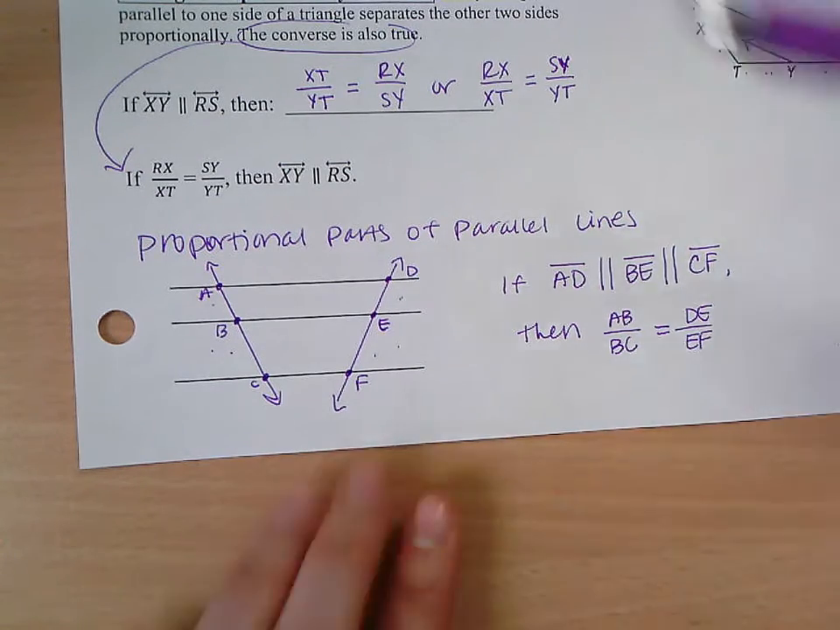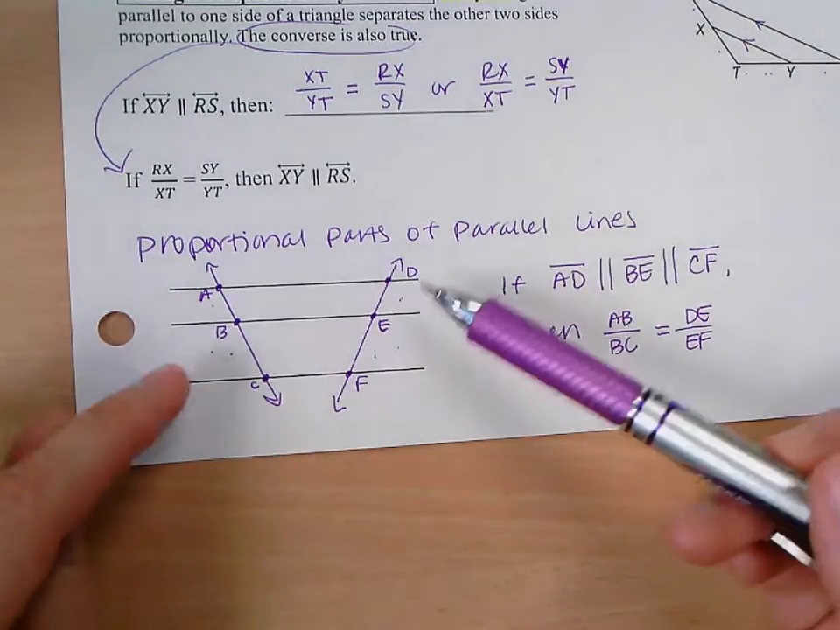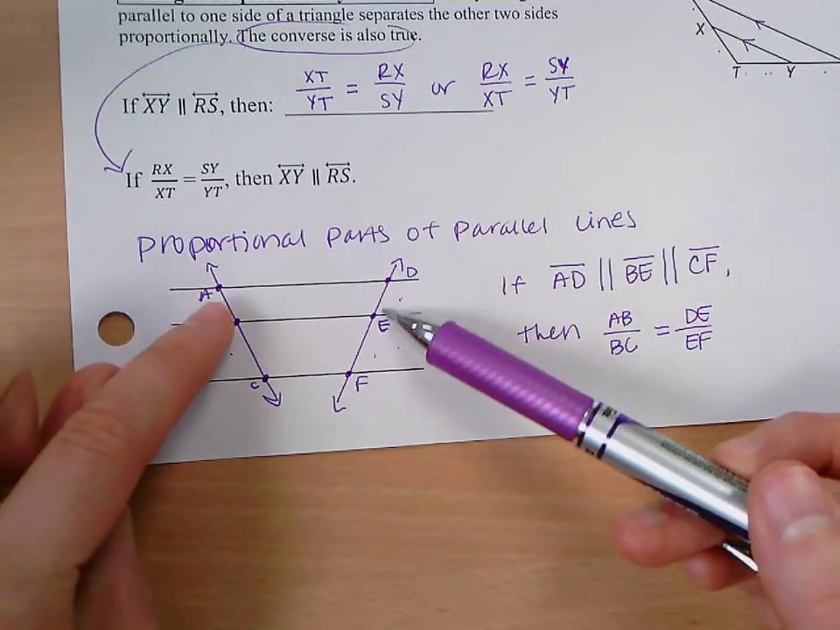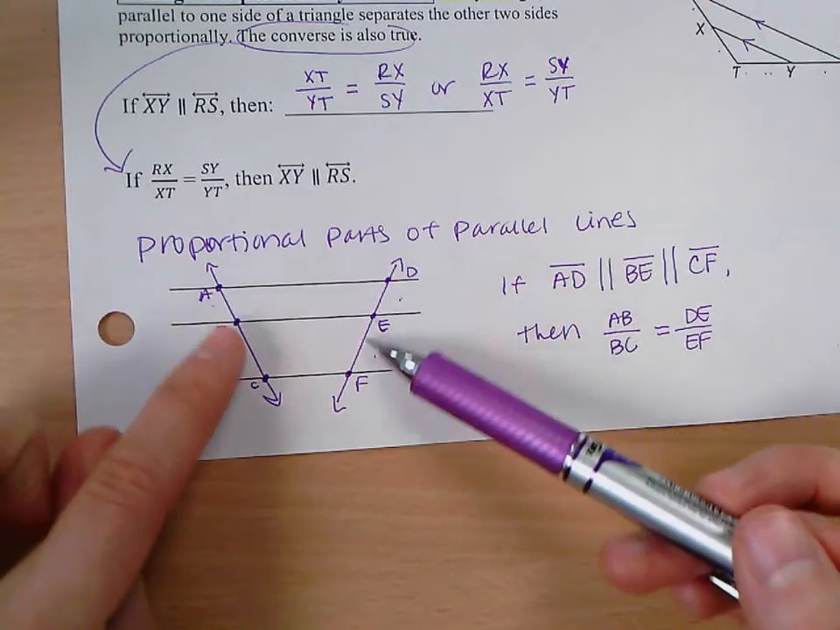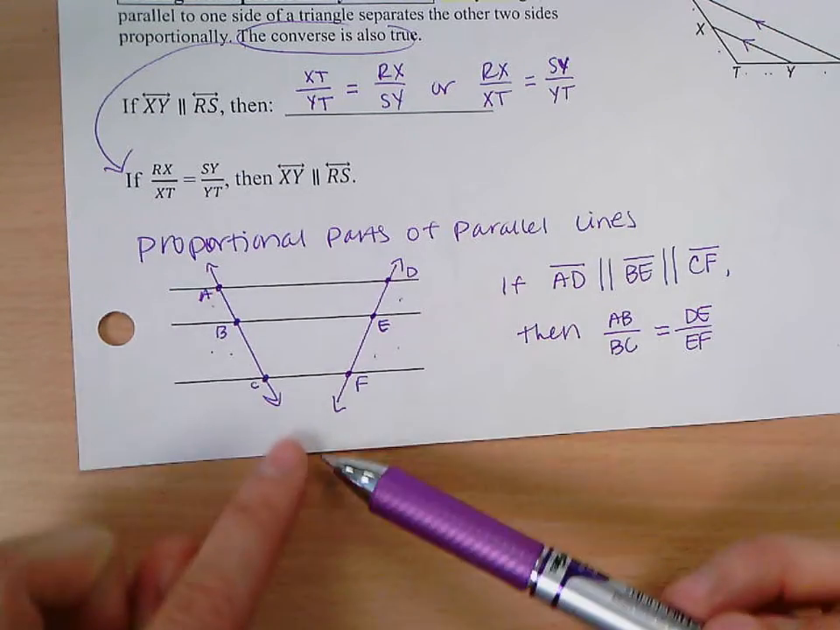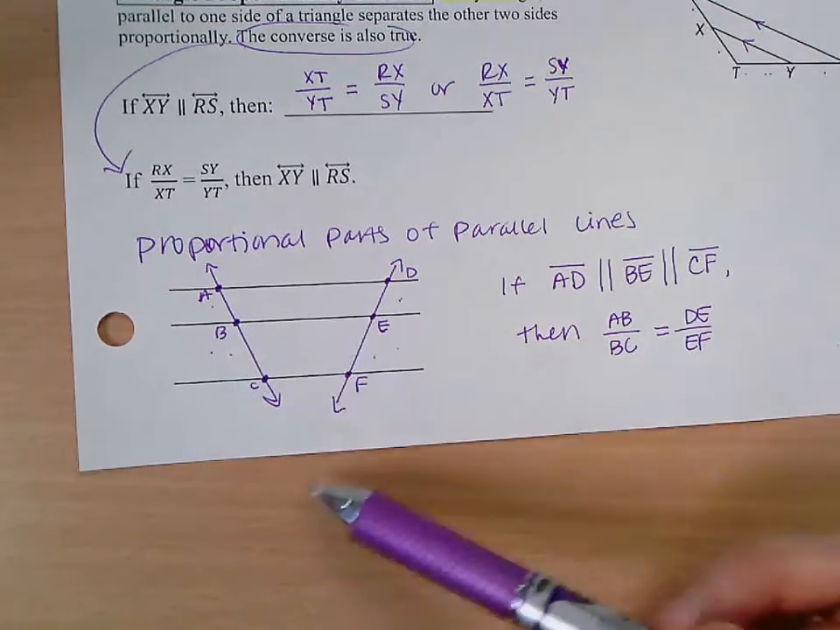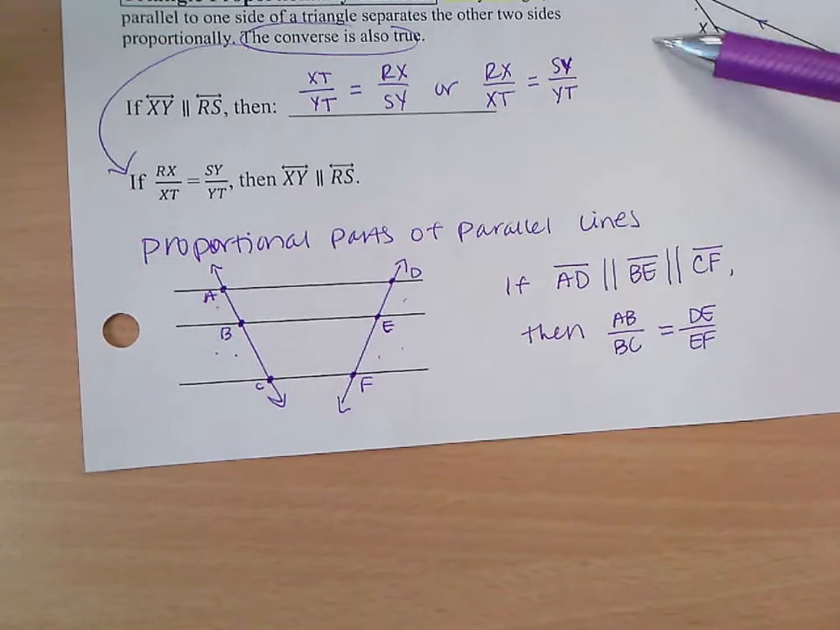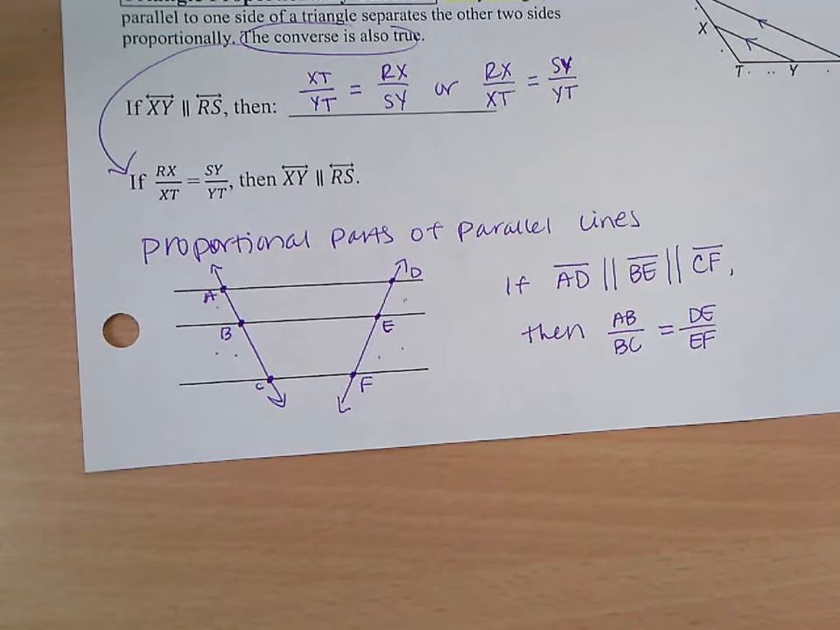And that comes from the triangle proportionality theorem, because if you extend these transversals long enough, you could see how it would create a triangle, and then you would have proportional parts of a triangle. So it does stem from that. But you will see problems that just have parallel lines and not triangles in them today.